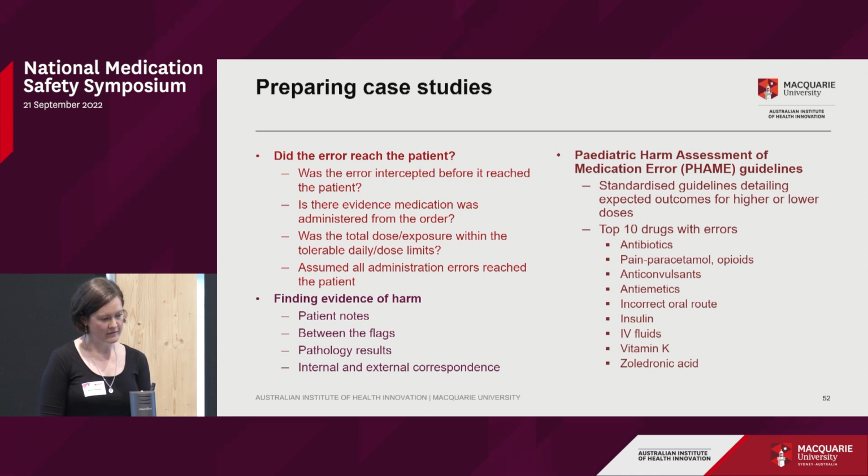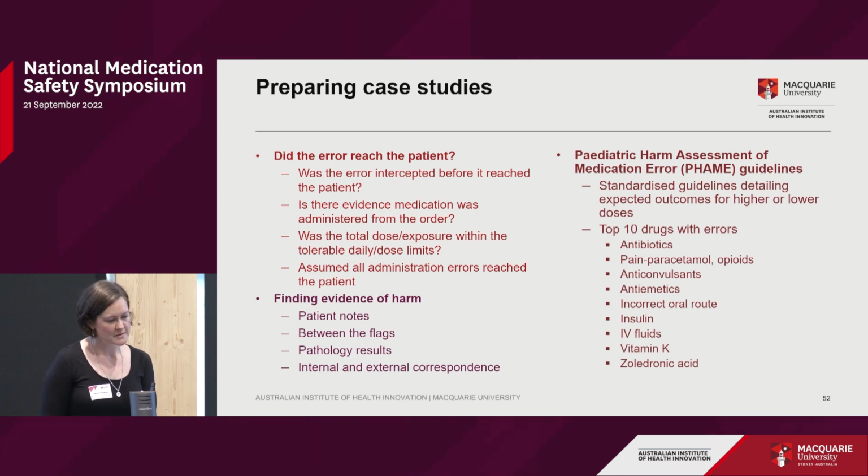So when looking for evidence of harm, we look through the entire patient record, including patient notes, observation charts, clinical results, internal and external correspondence, including clinic letters, referrals and such. And the nature of the error would often dictate how much of the clinical record needed to be looked at. So for example, if something would be expected to cause harm within 24 hours of being administered, we would look at a day or two. If it was something like an anti-rejection drug where the effect might not be seen for several years, we would look at a few years of the record to determine if there was any harm.